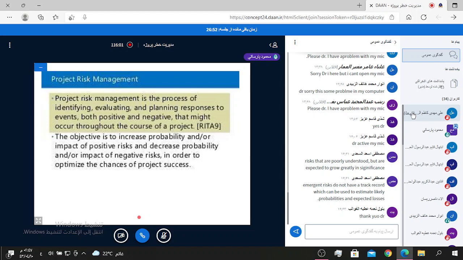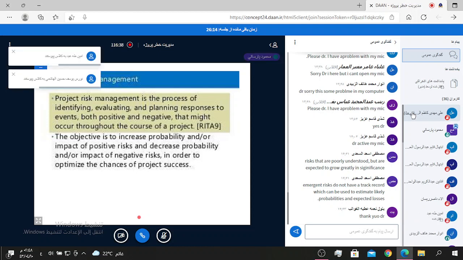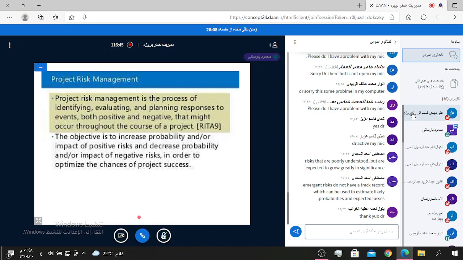So I repeat this point. The objective is to increase the probability and or impact of positive risk, and about negative risk, to decrease the probability and or impact of negative risk, in order to optimize the chances of project success, about the rectangle of the project objectives. Okay?